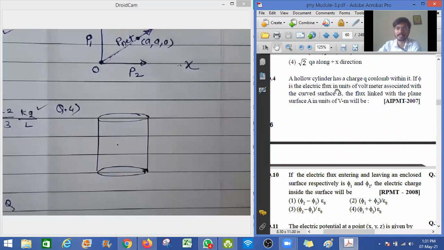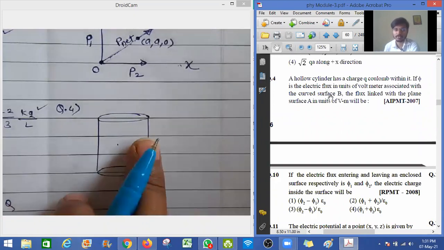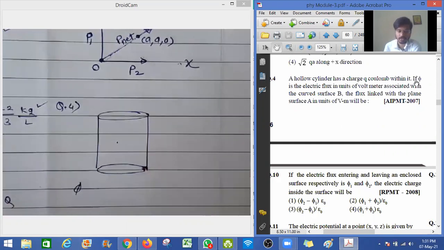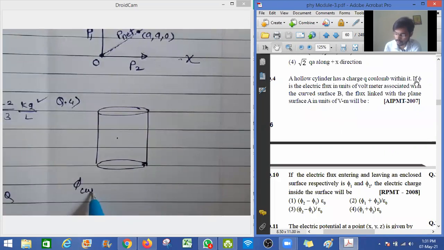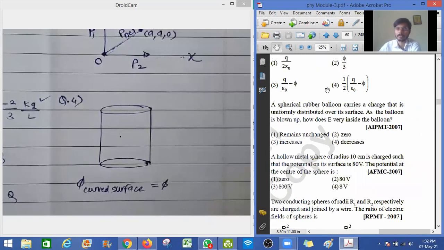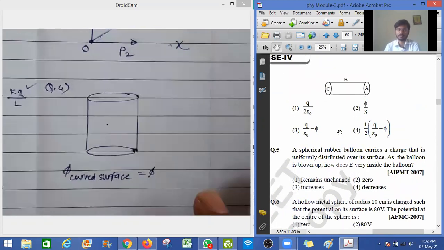If phi is the electric flux in the units of voltmeter associated with the curved surface B. With the curved surface, we have total flux phi. So the flux associated with the curved surface is equal to phi, given. Fine, sir. The flux linked with the plane surface A in the units of voltmeter will be. Let's see if the diagram is given. Are we given the diagram? Yes, we are given the diagram.